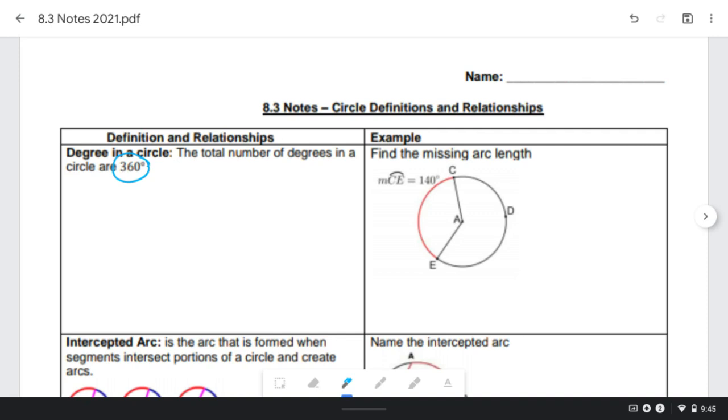So we have finding the missing arc length. So why is this helpful? We have 360 degrees total. We subtract what's given, which is 140. And then we're able to find the missing arc length, which is 220 degrees. And the missing arc is this side.